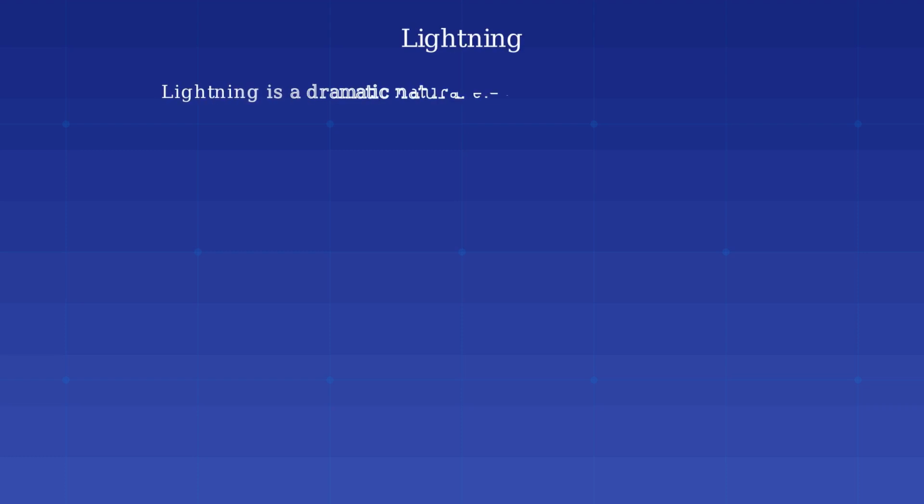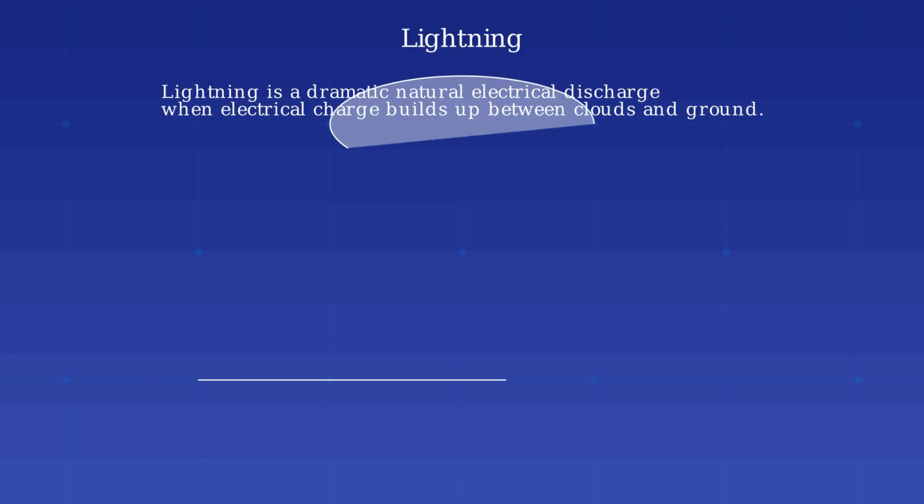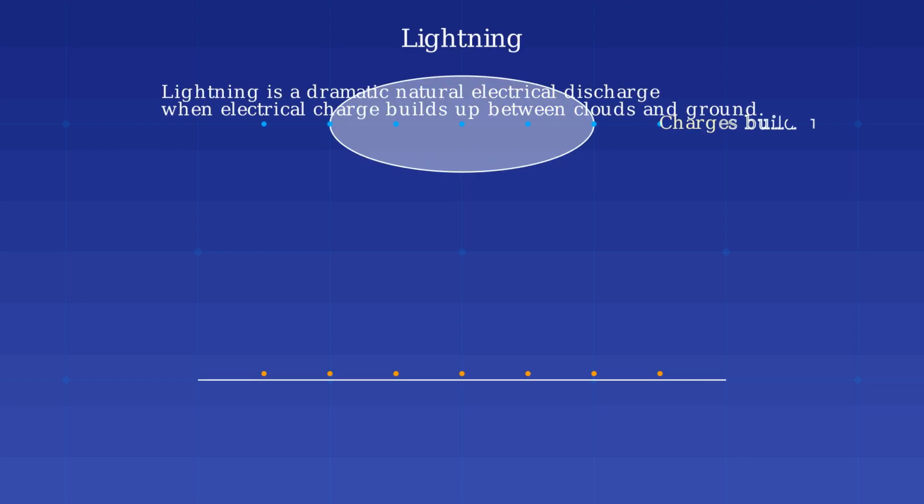Lightning is a dramatic example of electricity in nature. Charges build up between clouds and the ground, creating an electric potential difference. When the electric field becomes strong enough, a rapid discharge occurs, which we see as lightning.